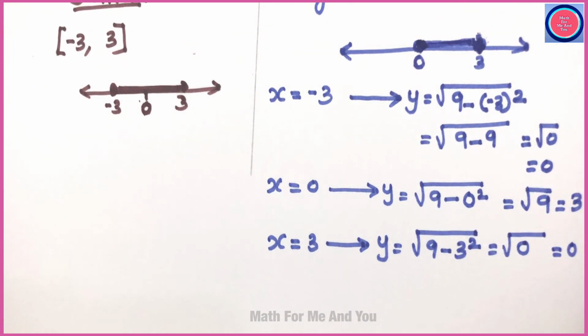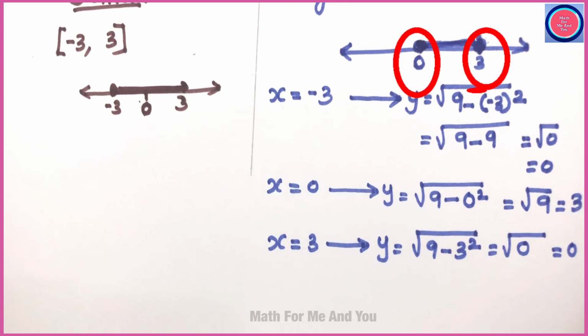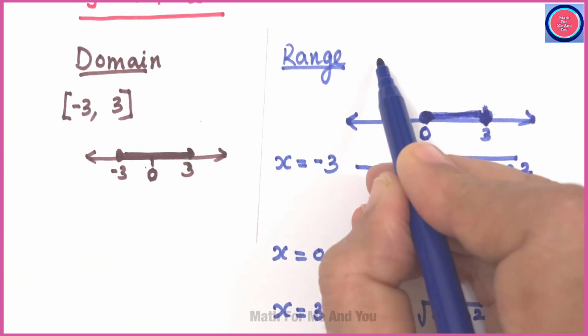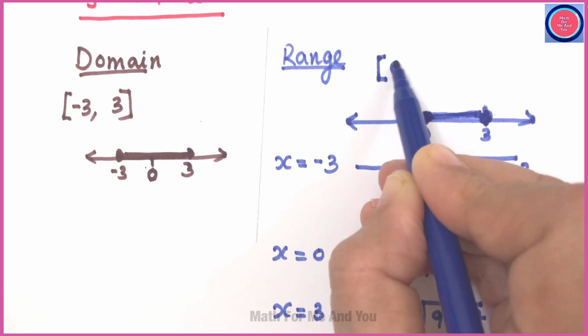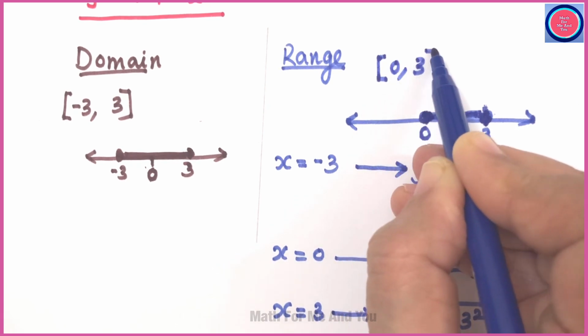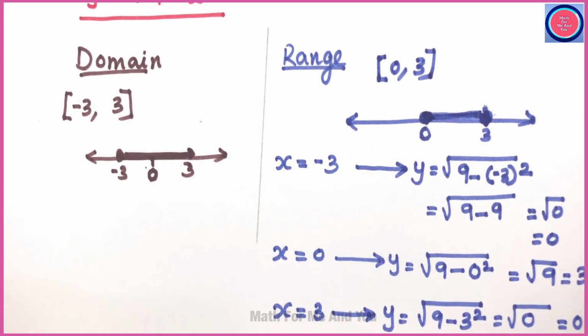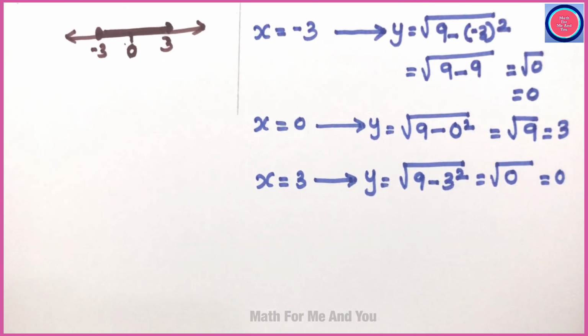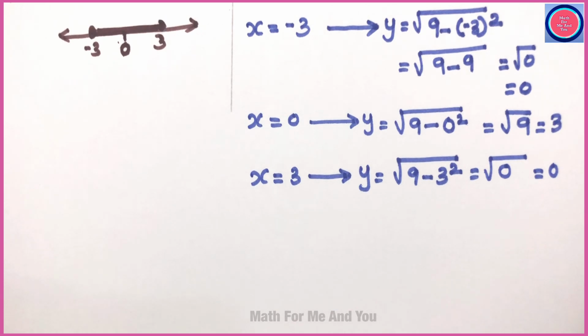From here we understand, when we put the smallest value for x, the middle value for x and the maximum value for x, y takes the values from 0 to 3. That means what is the range? The range is the closed interval 0 to 3 because y gets the value 0 and gets the value 3. If you put any rational number in between minus 3 to 3, we can see y gets the answers in between 0 to 3, the minimum 0 and the maximum positive 3.